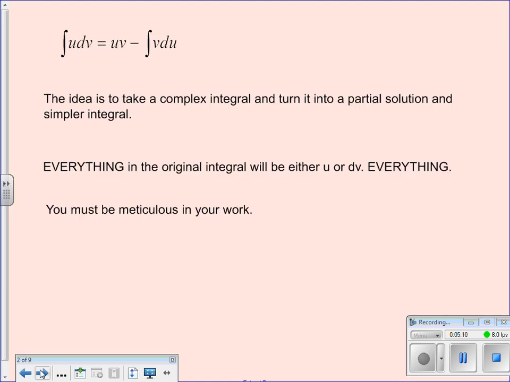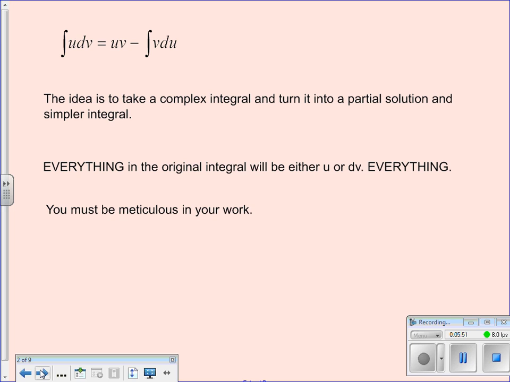This is what you have to have down. The integral of u dv equals uv minus the integral of v du. u and v are functions of x, or functions of whatever variable we're dealing with. The idea is you take a complex integral, something extremely complex, and you make it into a partial solution, the uv, and a simpler integral. That's the idea behind this.